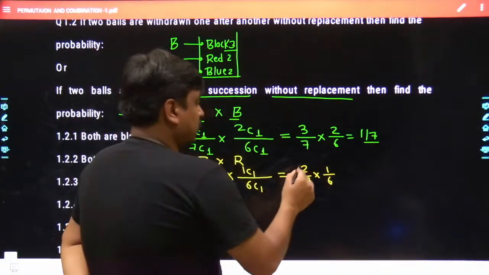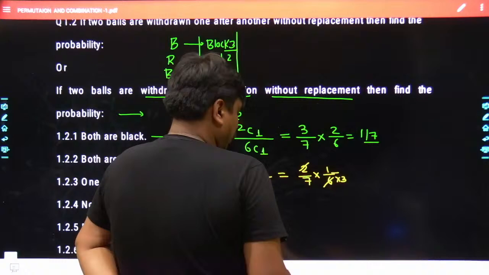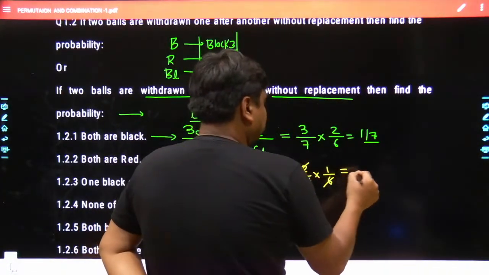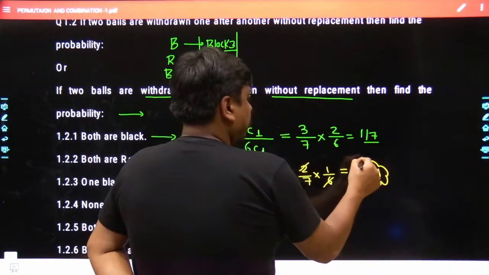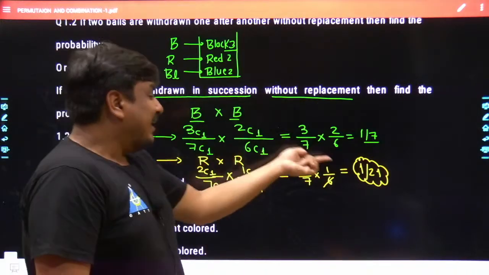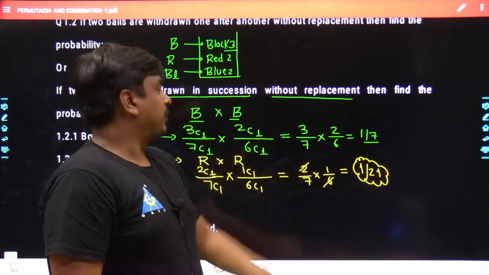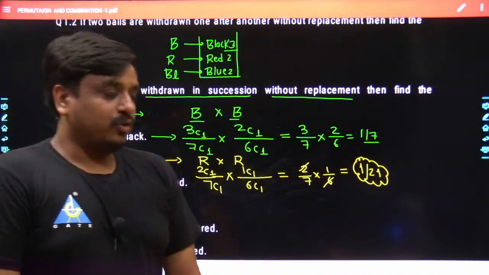Put together, the 2 and 6 is going to get cancelled off. The factor which would be left out is going to be 3. The 3 would get multiplied with the 7, and here it became 1 upon 21. So you can see the probability that both of the balls would be red is lesser compared with black, because the number of black balls was more.